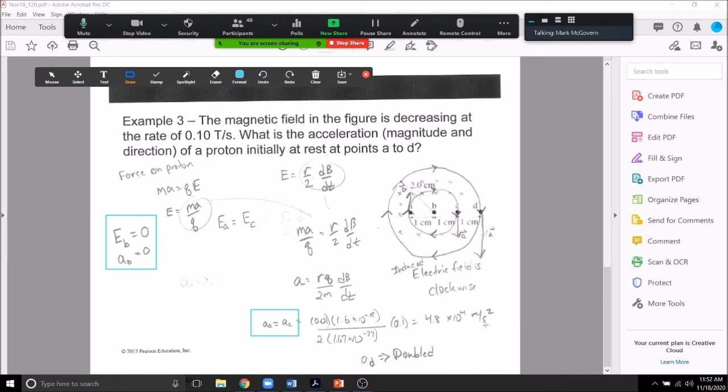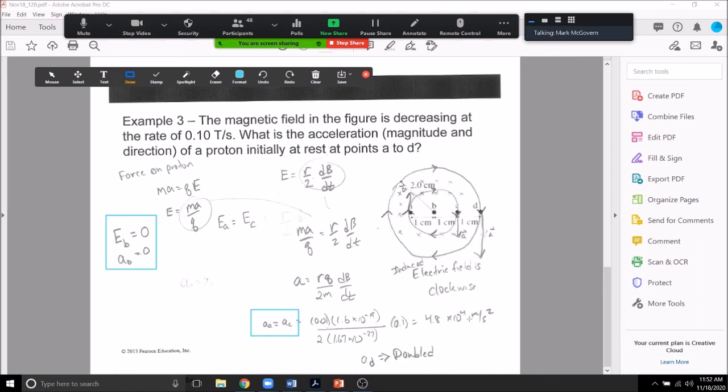In terms of directions, the field is decreasing and it is into the page. So we want to oppose that, so we also want a field that's into the page. And so this produces a clockwise current. That means on the left-hand side, the electric fields point upward, and therefore the accelerations point upward. And on the right-hand side, the electric fields point downward, and therefore the accelerations point downward.